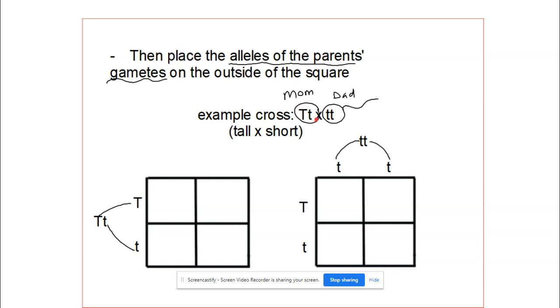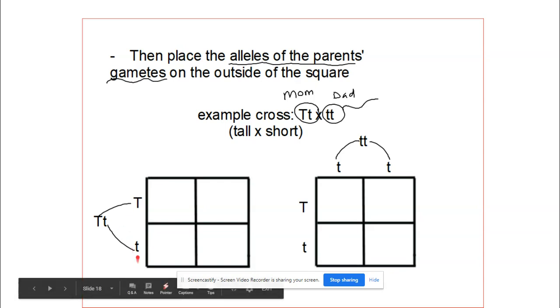Now, notice the tall plant has one capital T. That's why it's still tall. That's dominant over that recessive allele. And I have this identified as mom's alleles, and this one is dad's. So what goes on the outside of the Punnett square are the alleles of the parents' gametes. And the gametes are going to have half of the information.